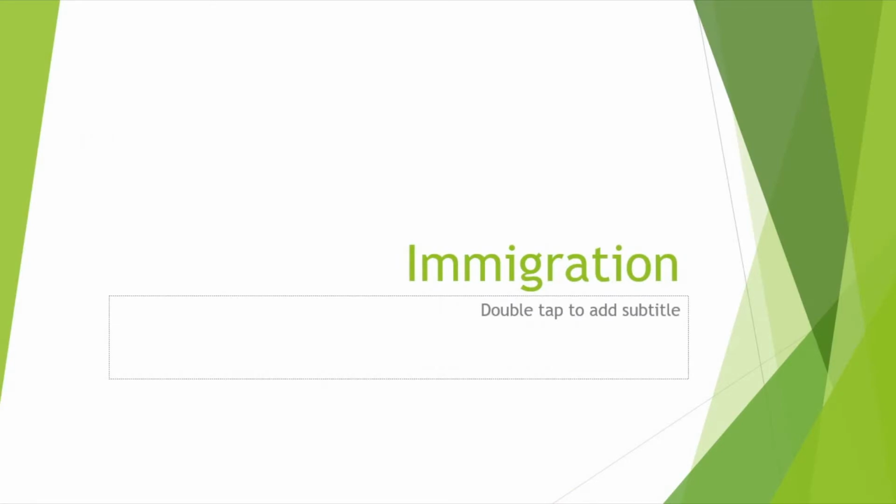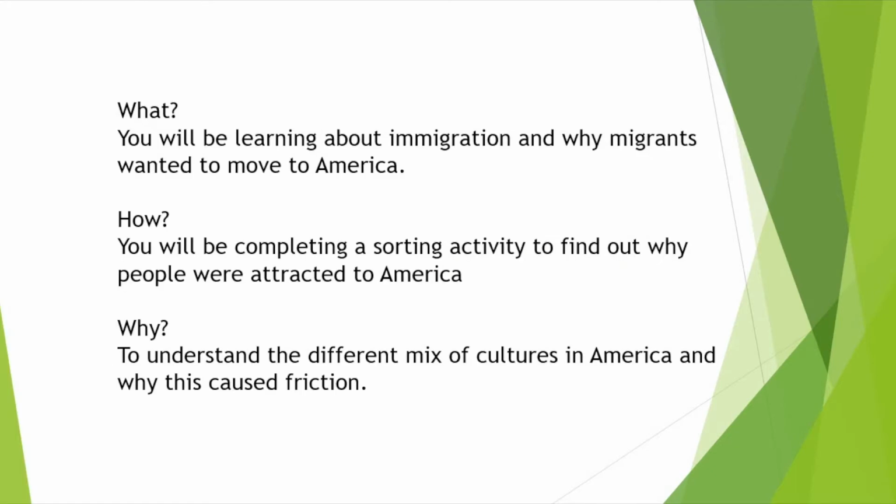So today's lesson is all going to be about why people migrated to America in the 19th and 20th century. So what you're going to be learning about is immigration and why migrants want to move to America. How you will be doing it is via the card sorting activity, where you will sort out factors about why people were attracted to America into two categories, and why we're doing it is to understand the different mix of cultures in America and why this caused friction.